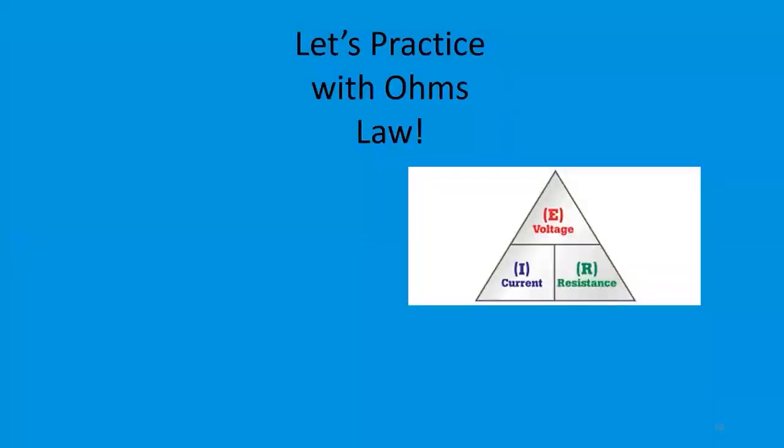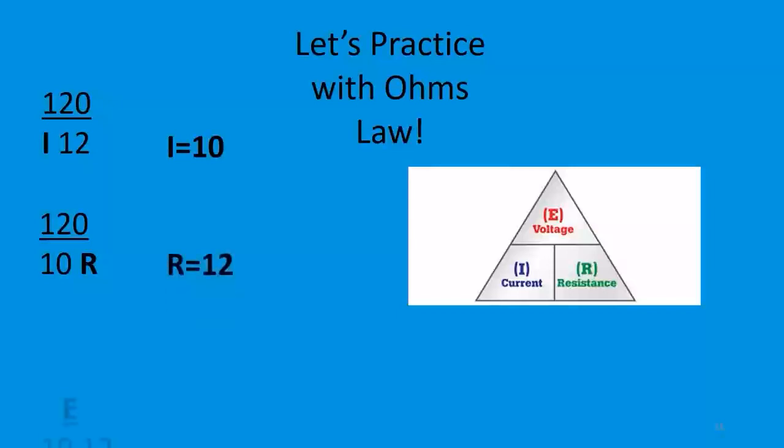Let's keep practicing with Ohm's law. So we have a 120 volt circuit with 12 ohms of resistance, and that is going to give us a current of 10 amps. We just take the 12 and divide it up into 120. We have a 120 volt circuit with 10 amp draw. We just take the 10, divide it up into 120, and that's going to give us our resistance. We have a 10 amp circuit with 12 ohms of resistance. We just do the multiplication, and we're going to get our voltage, which is E, 120.